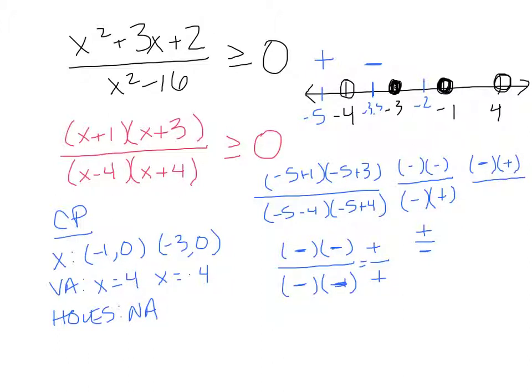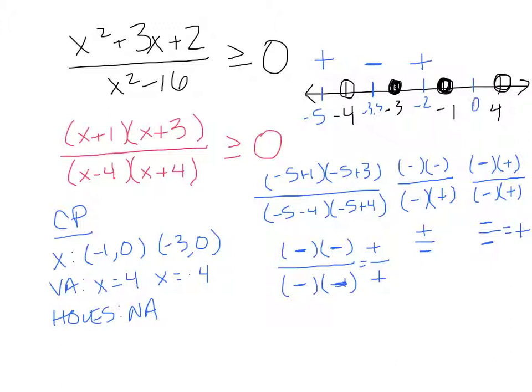Negative 2 minus 4 is a negative. And negative 2 plus 4 is a positive. So I end up with a negative over a negative, which is a positive. That's a positive interval. Now, we still have 2 more intervals, and I'm totally running out of space. Alright, I can do it.